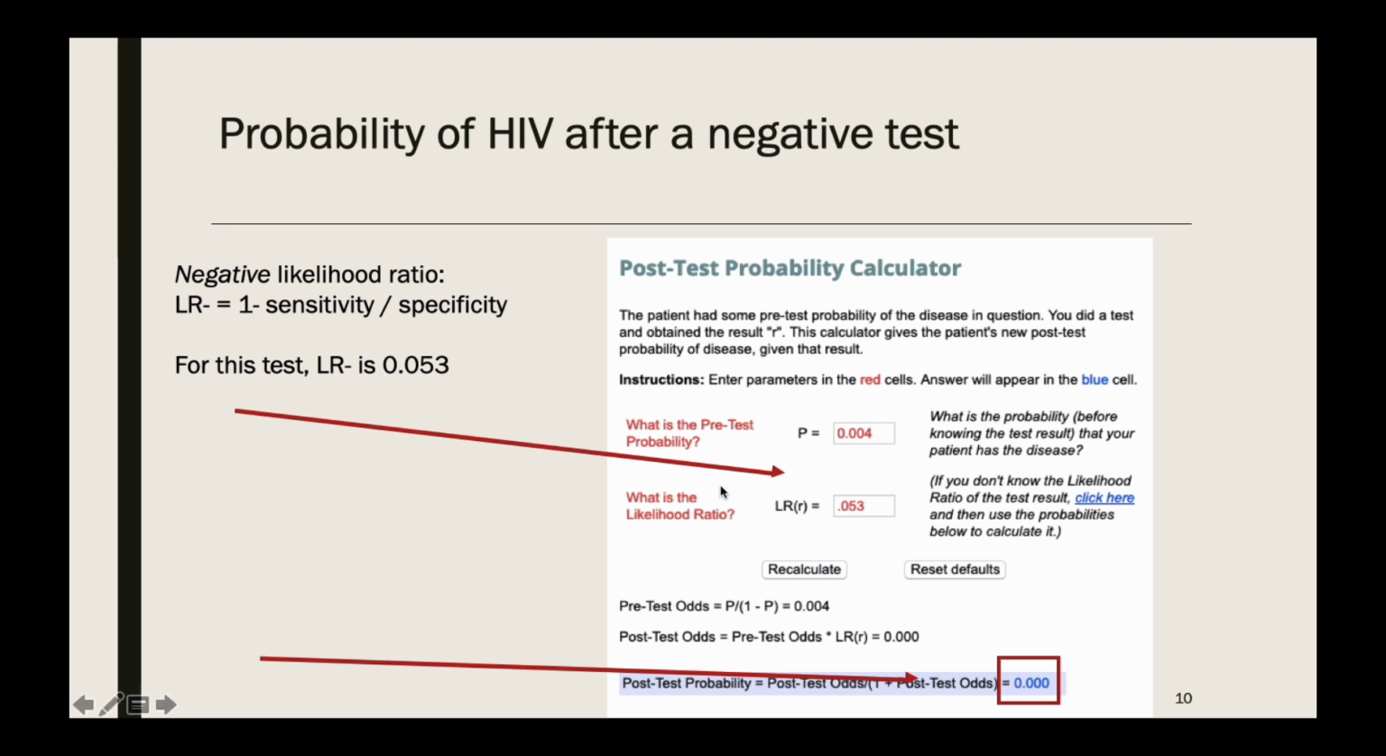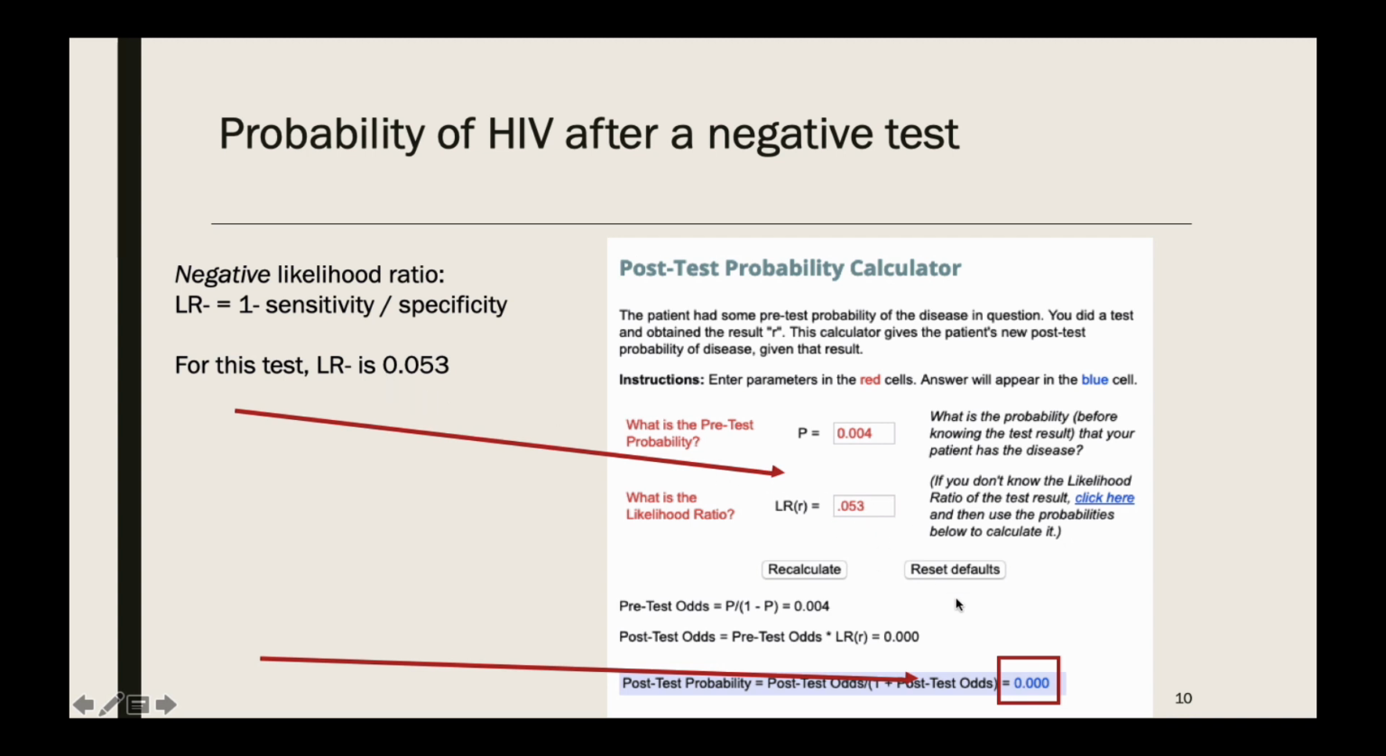But in the meantime, let's just ask, what would be the probability that this patient had HIV if the test had been negative? So we go through the same drill. We put in the 0.4% pretest probability. Here, the negative likelihood ratio is 1 minus sensitivity, that's the false negative rate, and we divide it by specificity, which is the true negative rate. That comes out to 0.53.